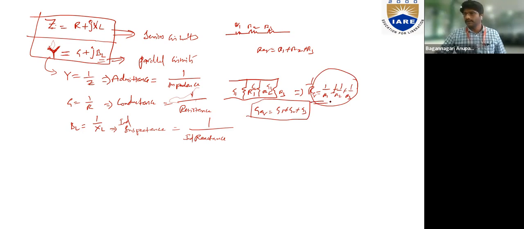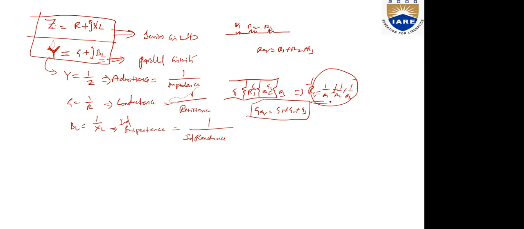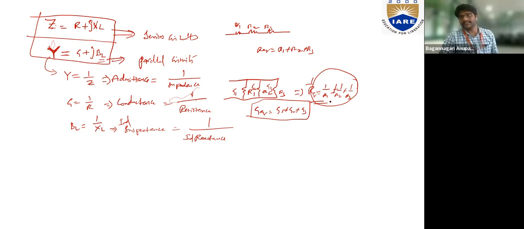So, the concept of impedance and admittance: what is the difference between those two? We use one for analyzing series circuits and the other for parallel circuits. Am I clear with this?